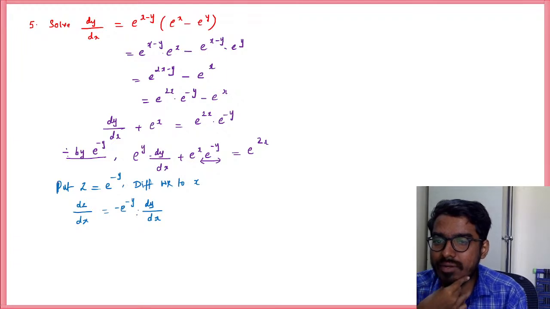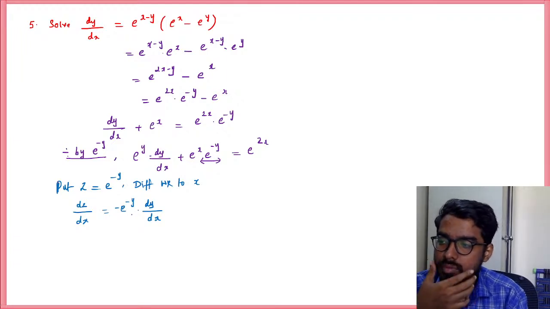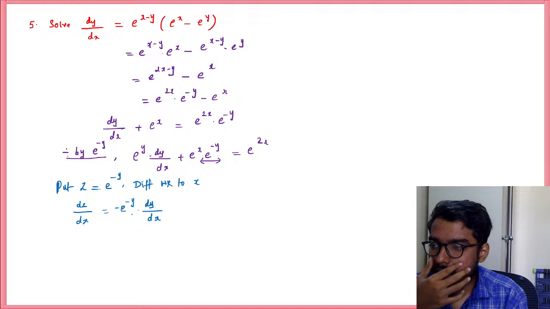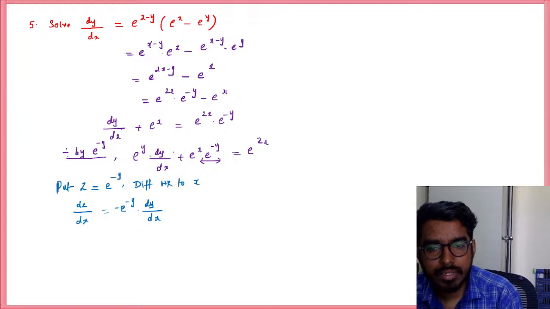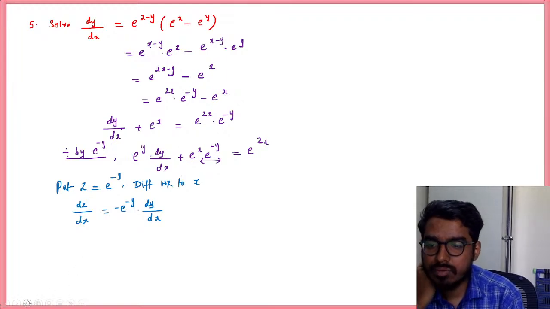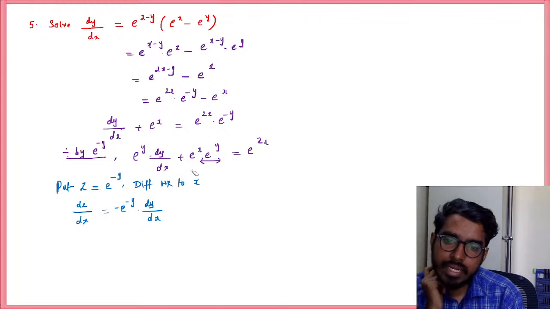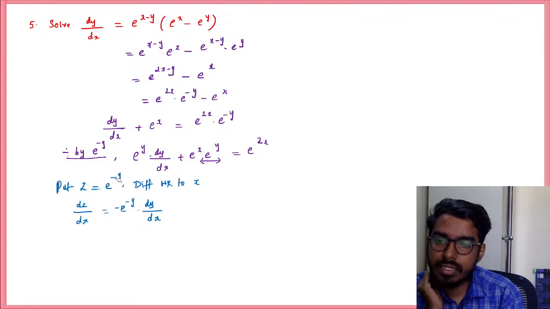So I think what we can do is e power y dy by dx. We are dividing by e power minus y, so that means it will be e power plus y only. Dividing by e power minus y, we bring this to the numerator, and you will have plus y only.